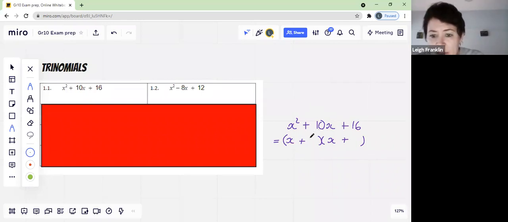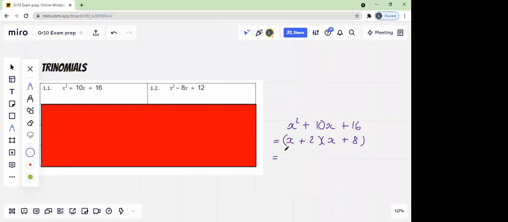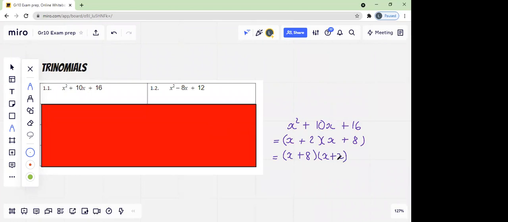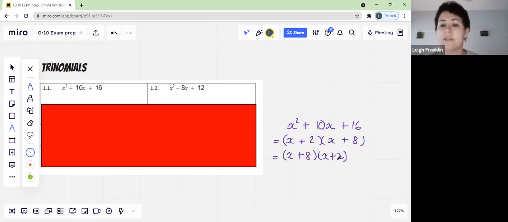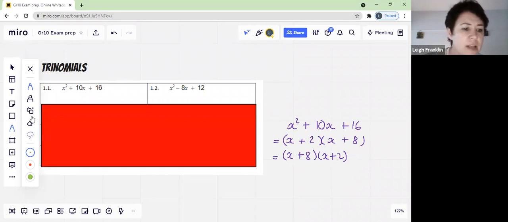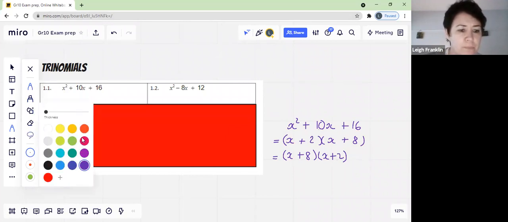Now, does it matter that I write 2 here and 8 there? No. And what happens if I wrote my answer like this? Am I still right? Absolutely. So the order of the brackets is not important. But what was important is that I had to use 2 and 8, and they both had to be plus. Let's have a look at the next one now, number 1.2.